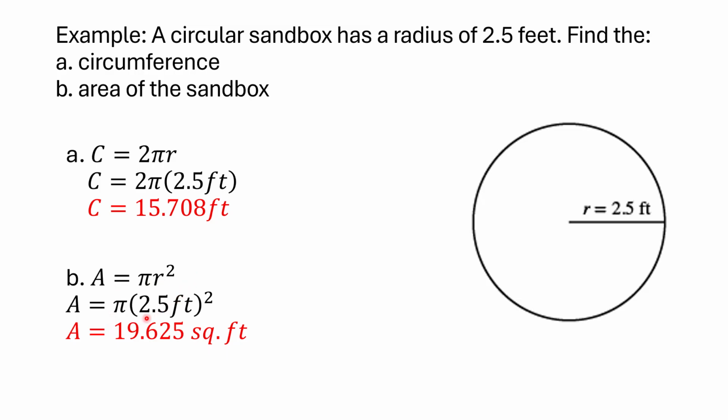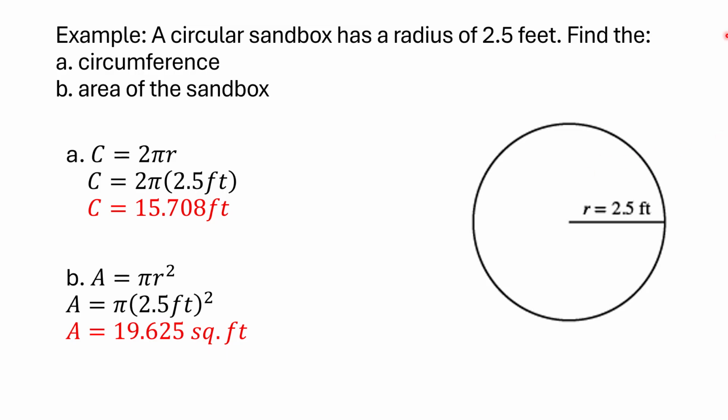Now solving for the area, the formula of a circle is pi r squared. So we're given the radius r as 2.5 feet. Then substituting in this formula, we got pi times 2.5 feet squared. So we got area A equal to 19.625 square feet. Okay, so area is in terms of square feet. So that's about the area of a circle.